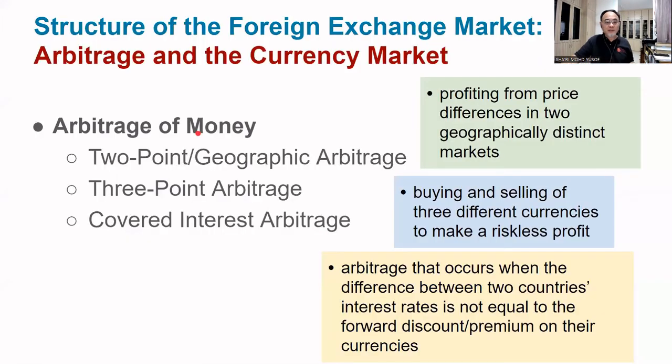Another one is arbitrage of goods. Now there is arbitrage for money, making a profit from differences of prices, so profiting from price differences in two geographically distinct markets. That's 2-point or geographic arbitrage, we call it. And 3-point arbitrage is buying and selling of 3 different currencies to make a profit. And covered interest arbitrage occurs when the difference between 2 countries' interest rates is not equal to the forward discount or premium on their currencies.